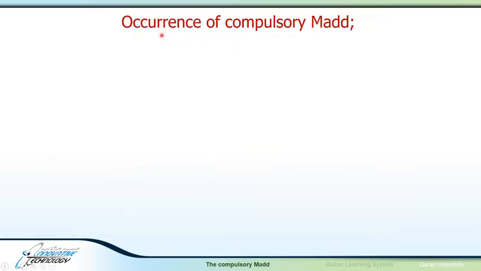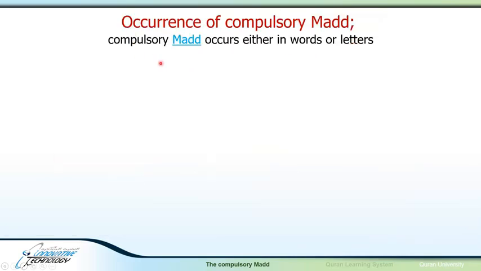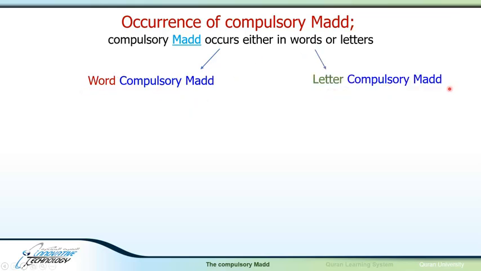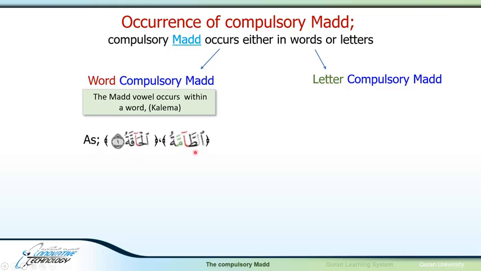Let's now look at the occurrence of the compulsory med. The compulsory med occurs either in a word status or in a letter status. Accordingly, we can divide the compulsory med into two forms, one in a word and the second in a letter. The first one, the word compulsory med, is a med vowel occurring within a word, a kalima. That's why we call it kalimi, word based. And we have an example. At-tam is a word and the med happens within this word. Al-haqqa, the alif has a med and this med occurs within a word.